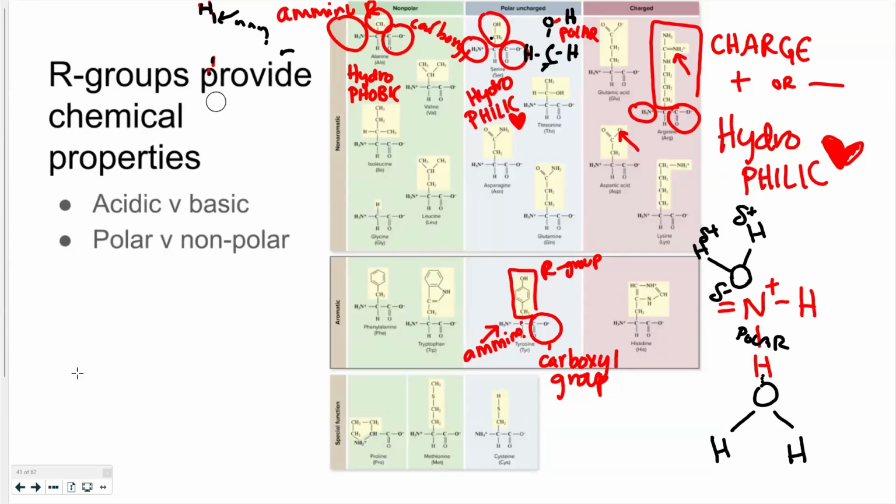So the R groups are going to be what gives our amino acids their chemical properties, whether they're acidic or basic, whether they're polar or nonpolar, whether they're hydrophilic or hydrophobic.